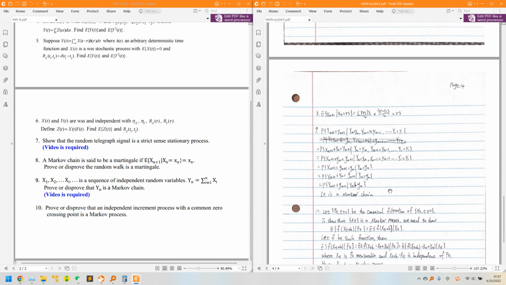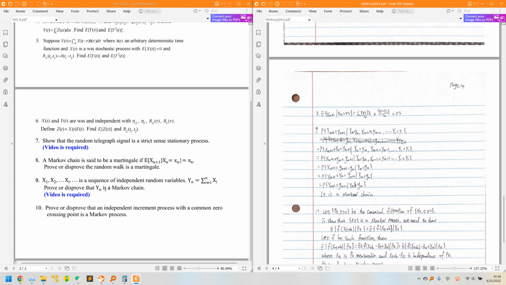For problem 9, it tells us that X1, X2 to Xi is a sequence of independent random variables, and we are given that Yn is equal to the sum of Xi, i from 1 to n. They tell us to prove or disprove that Yn is a Markov chain.